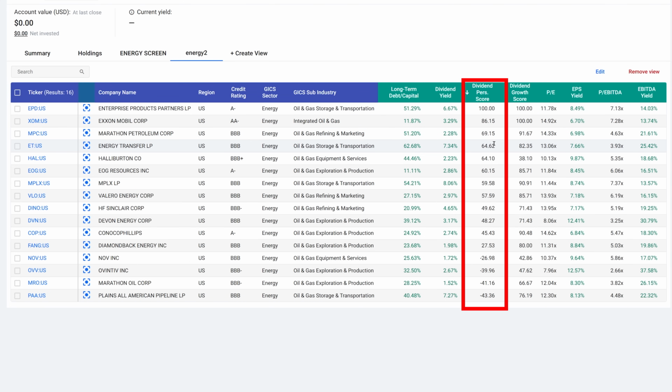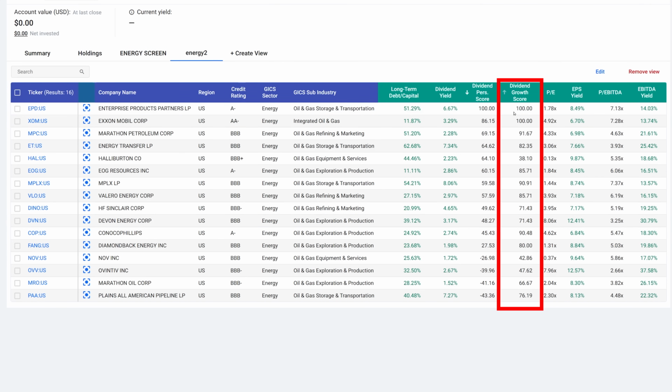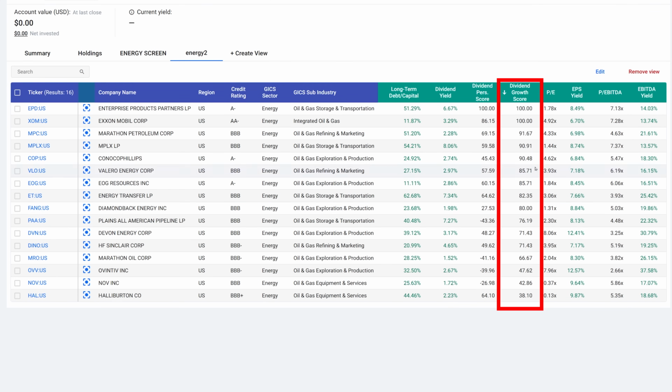And Exxon has a very high score. And Marathon Petroleum has a very high score, 69. But then the scores get to be about half and half. The growth score, that's persistency. The growth scores are also high. The first 4 here, EPD, Exxon, Marathon, and Energy Transfer, have pretty high growth scores, as does MPLX, and so on. Now, again, I can sort this by growth score, and I can get these high growth scores.